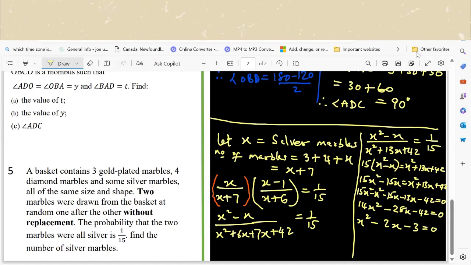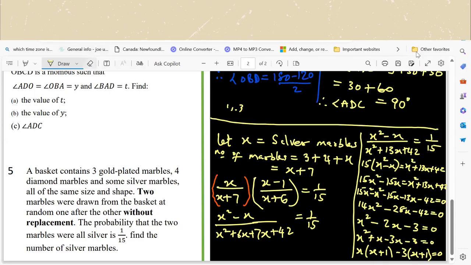When we factorize this using factors of minus 3, if we use 1 and 3, for the sum to give us minus 2, we have to use minus 3. So we have x squared plus x minus 3x minus 3 equals 0. So from here, we'll have x into x plus 1 minus 3 into x plus 1 equals 0.